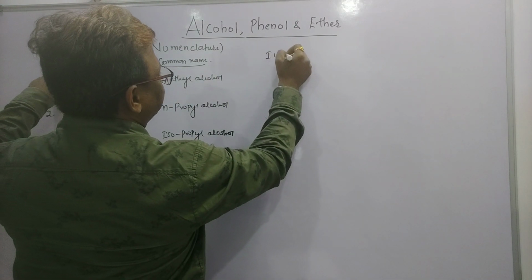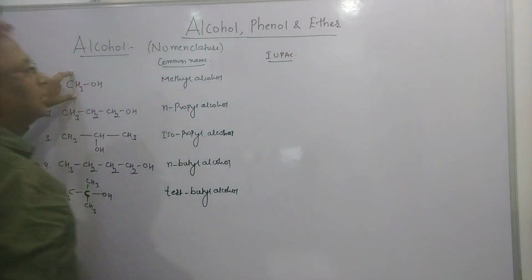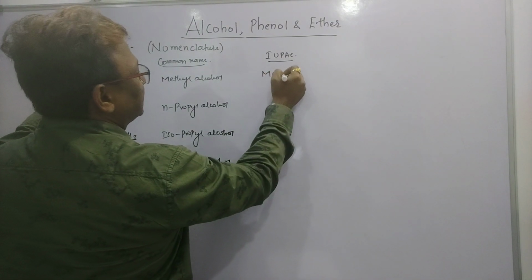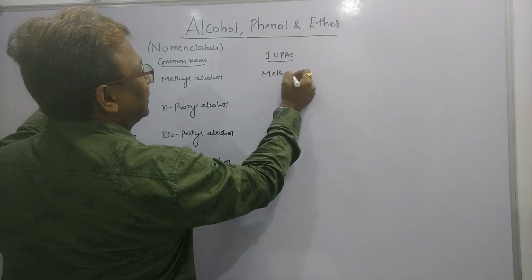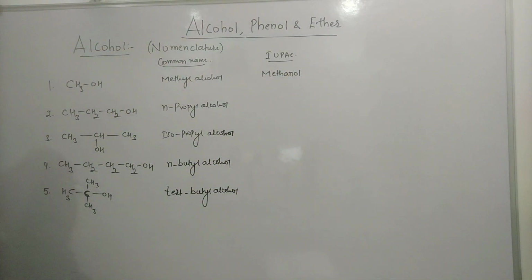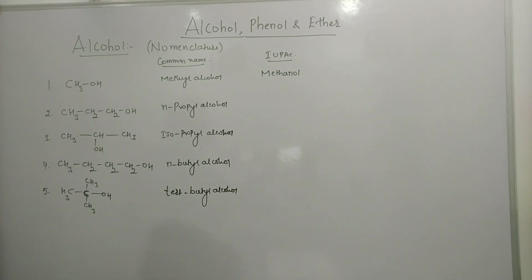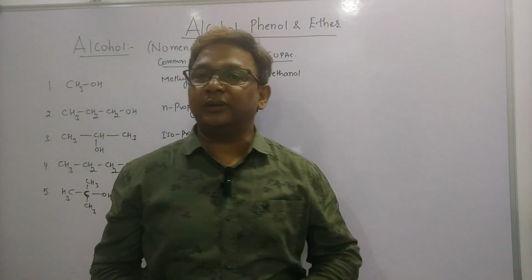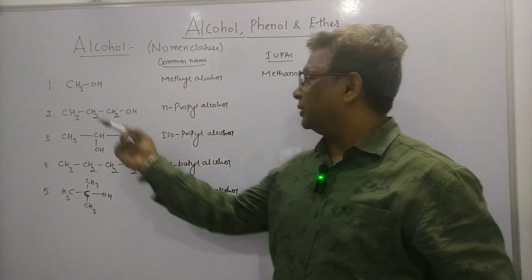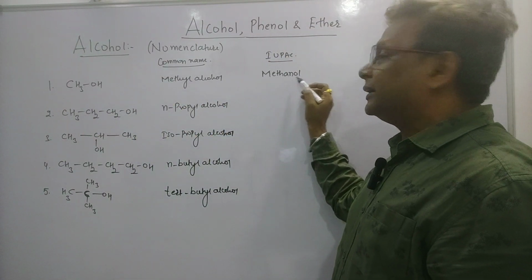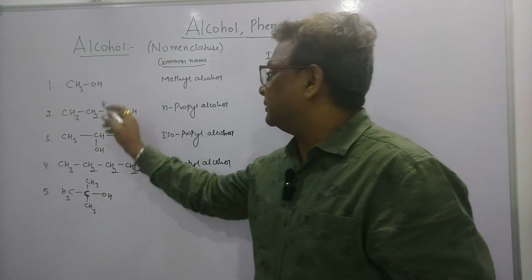But we'll write the IUPAC name of this compound. How to write the IUPAC name? The rule we know: compound containing one carbon is METH, single bond ANE, E replaced by secondary suffix OL, called methanol. But try the IUPAC name of the second compound. This IUPAC naming of the compound depends only on the number of carbon atoms present. So one carbon METH, single bond ANE, E replaced by OL, called methanol.